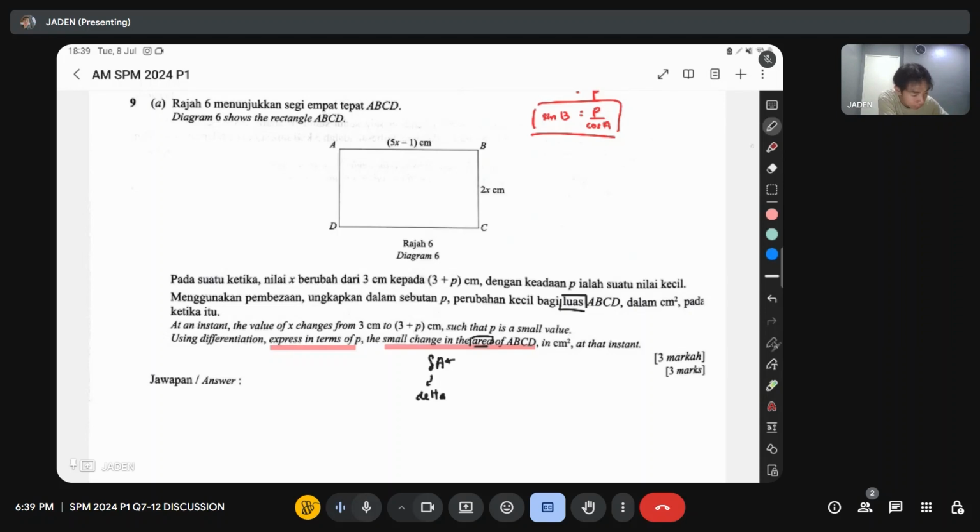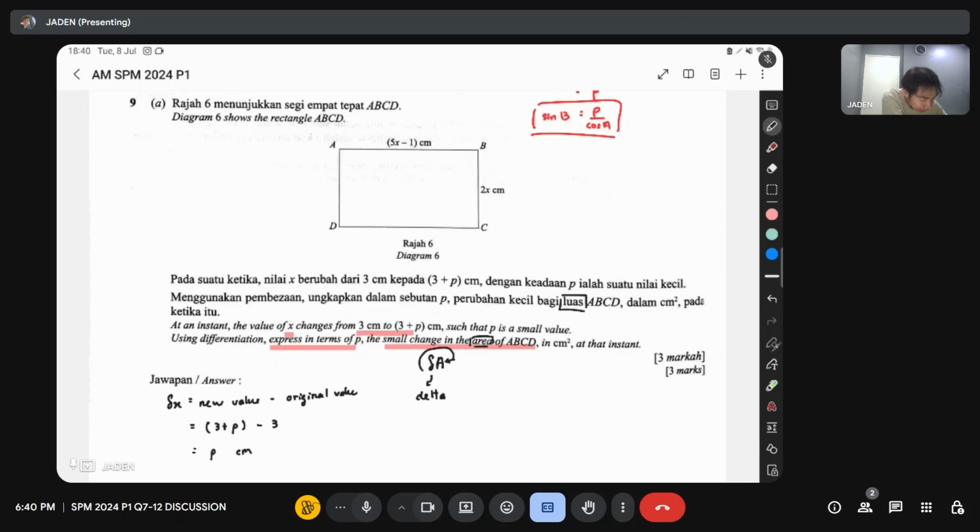We also notice at the very beginning, the statement says the value of x changes from 3 to 3 plus p. Now I would like you to find one thing. We call it delta x, which is the small change in x. We use the new value minus the original value to get delta x. So I'm going to use 3 plus p minus the original value, which is 3, and you end up with p. You're going to ask me, sir, why do you want to find delta x? What is the purpose of delta x? I'm going to show you now.